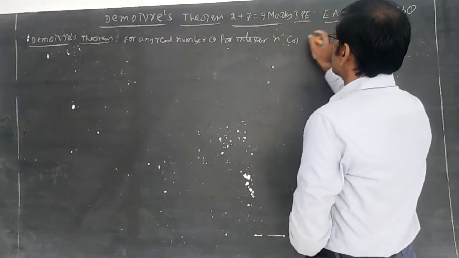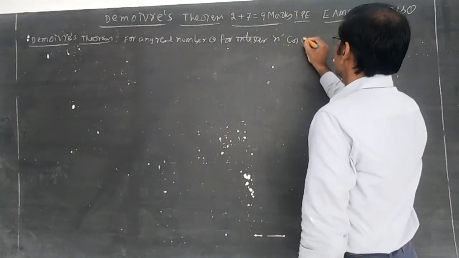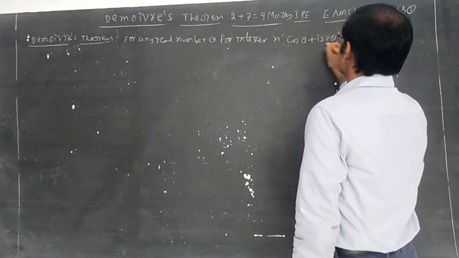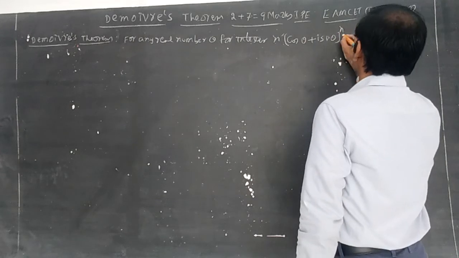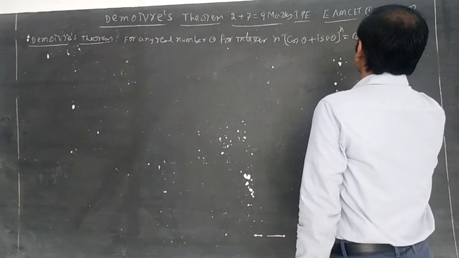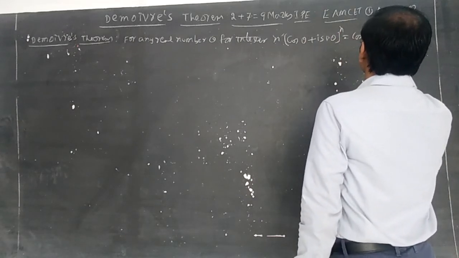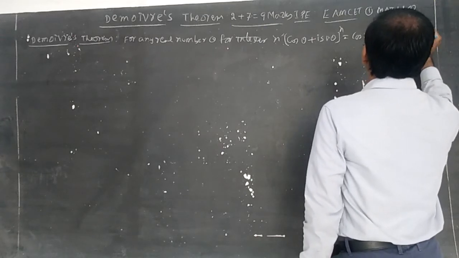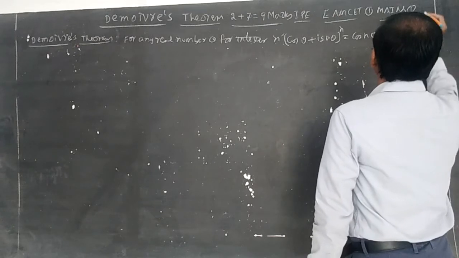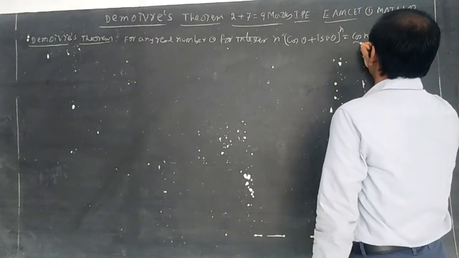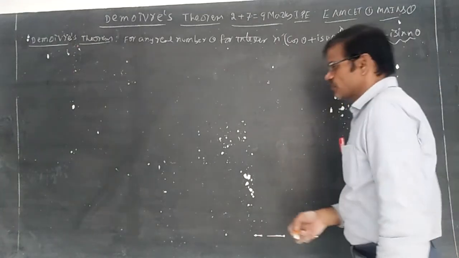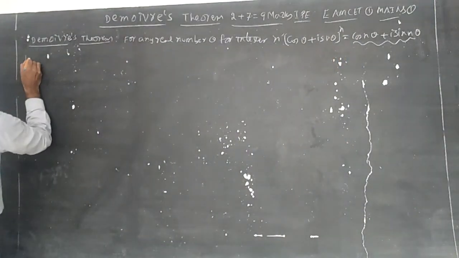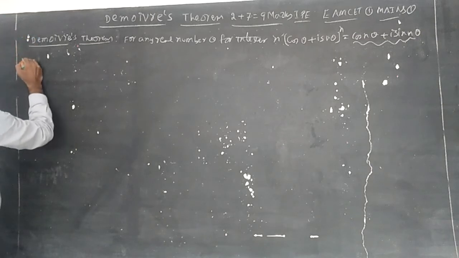For any real number theta, for any integer n, the formula is (cos theta plus i sin theta) whole power n is equal to cos n theta plus i sin n theta. This proof we can do by the mathematical induction method. Let me discuss the proof with you.